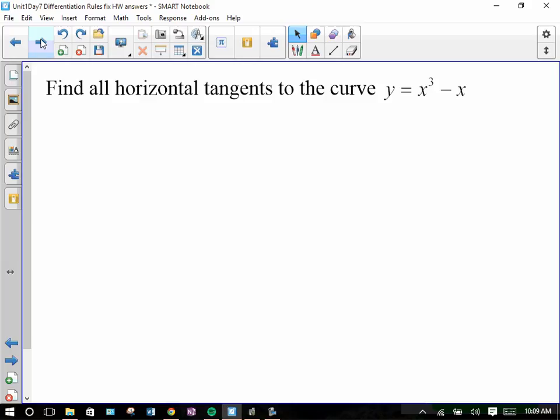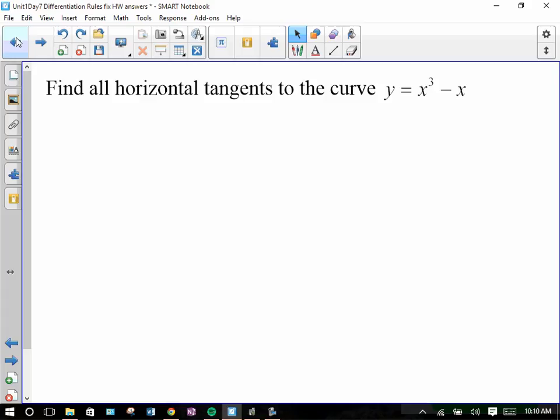Alright, so we have a couple more problems to look at, where you want to find the horizontal tangents. Now, this is very important. You want to understand what we mean by horizontal tangents. First of all, a tangent line is a line that touches the graph at a point and only at that point. We understand that, right?